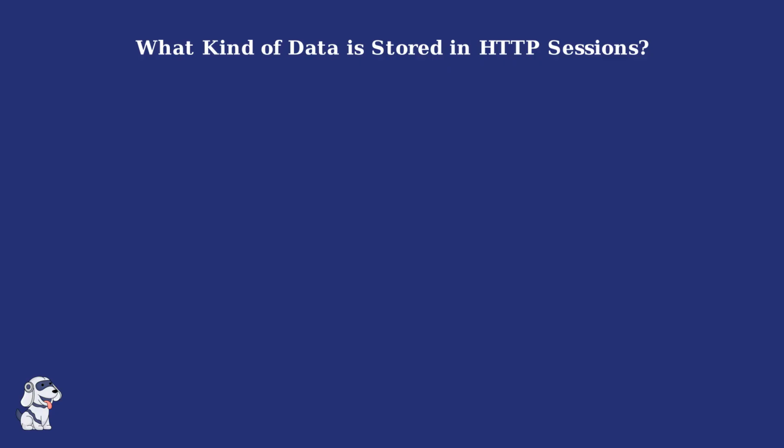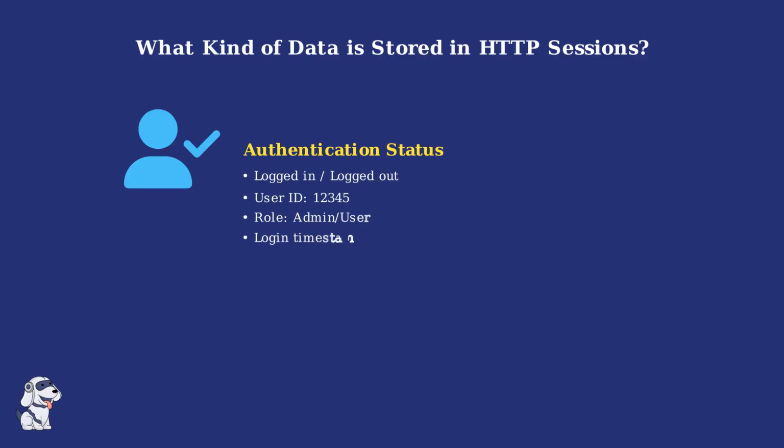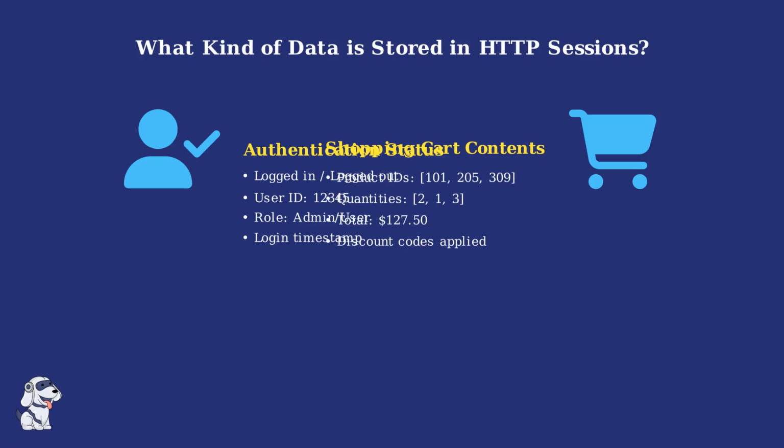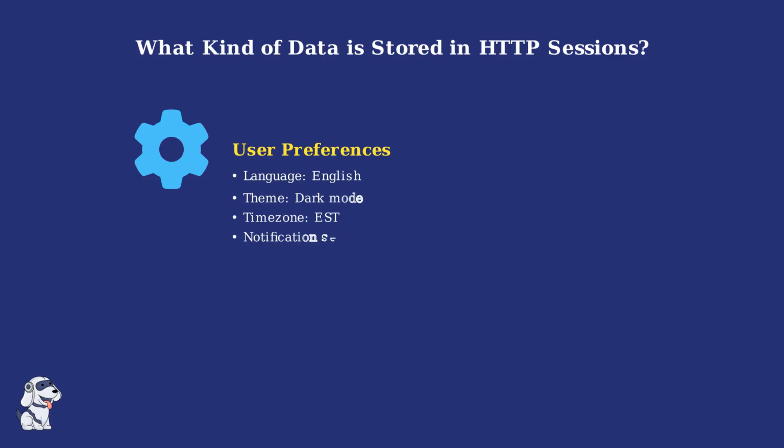HTTP sessions store user-specific data that needs to persist across multiple requests. Think of it as the application's memory about each individual user. Let's explore the most common types of session data with practical examples. First, authentication status. This tells the application who the user is and whether they're logged in. It includes their user ID, role permissions, and login information. Shopping cart data is crucial for e-commerce sites. It remembers what items users have selected, quantities, pricing, and any discount codes they've applied. User preferences customize the experience. This includes language settings, display themes, time zone preferences, and notification configurations.